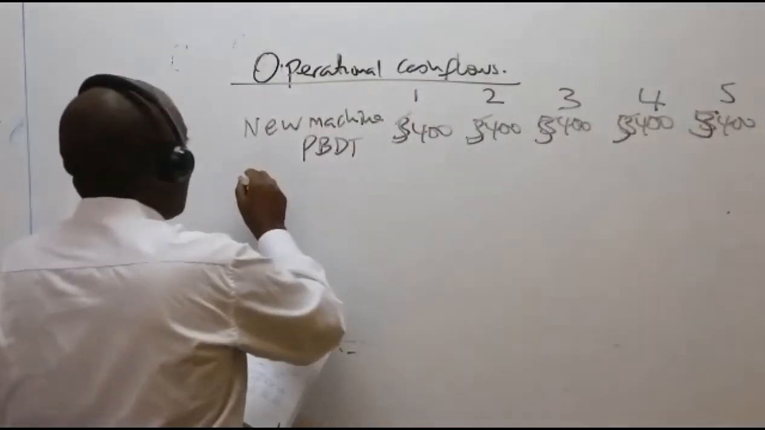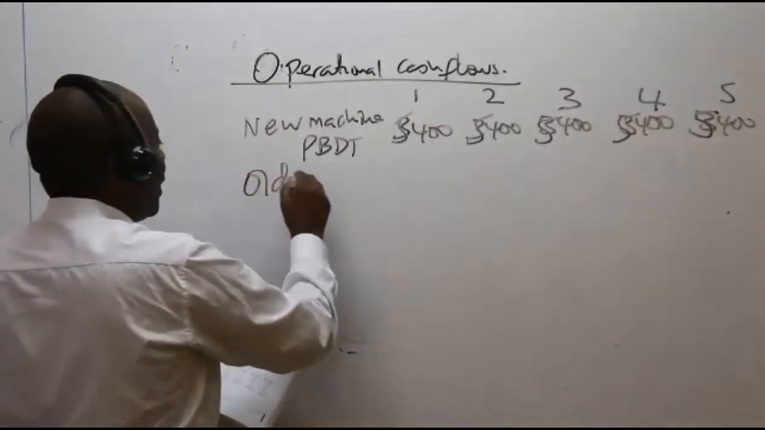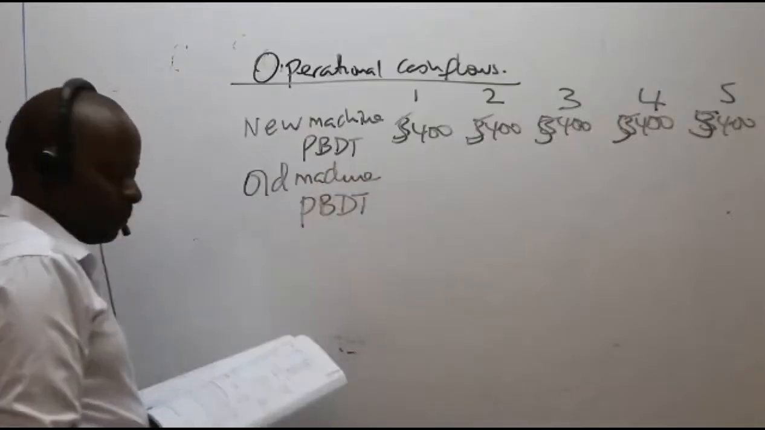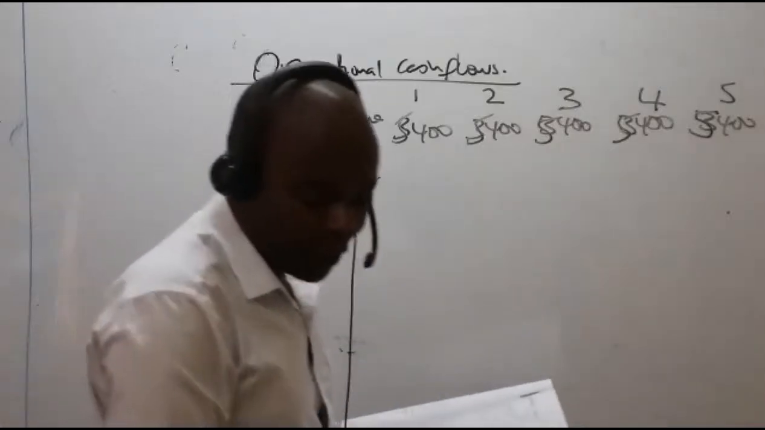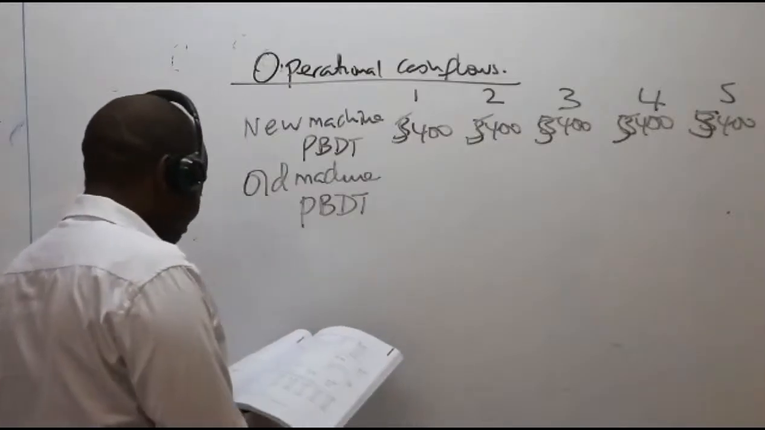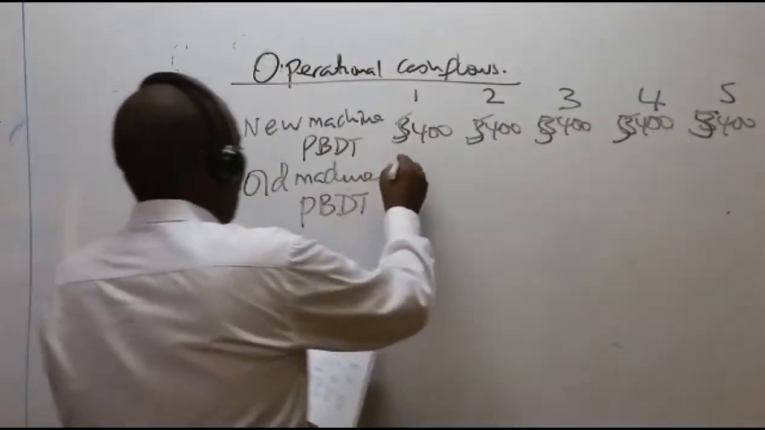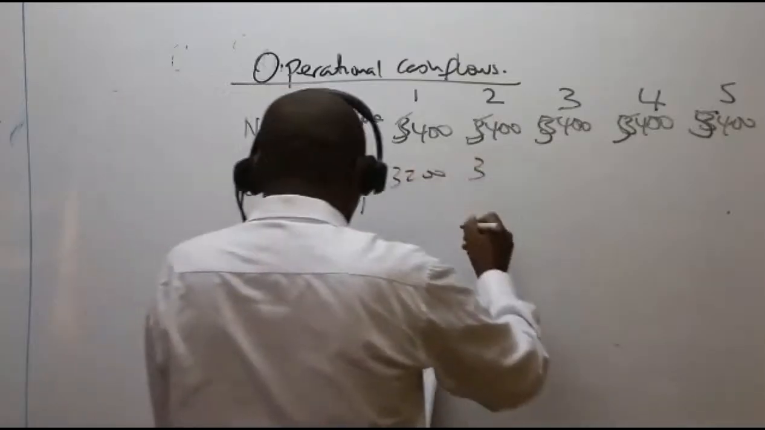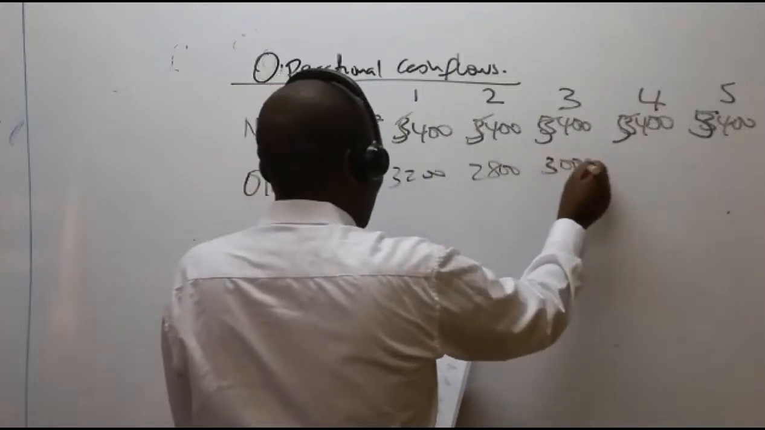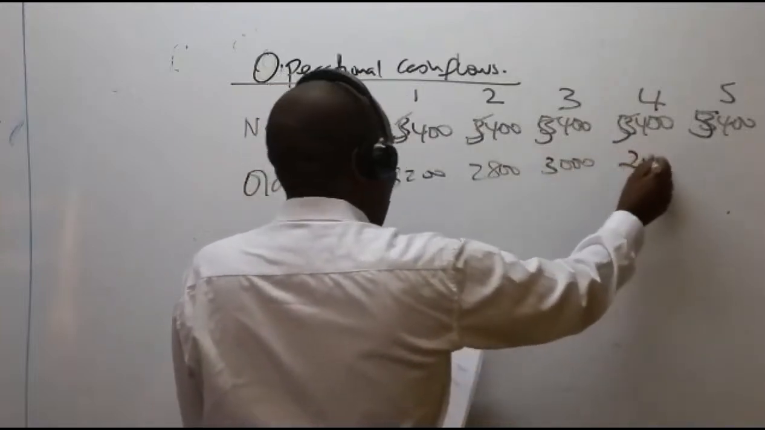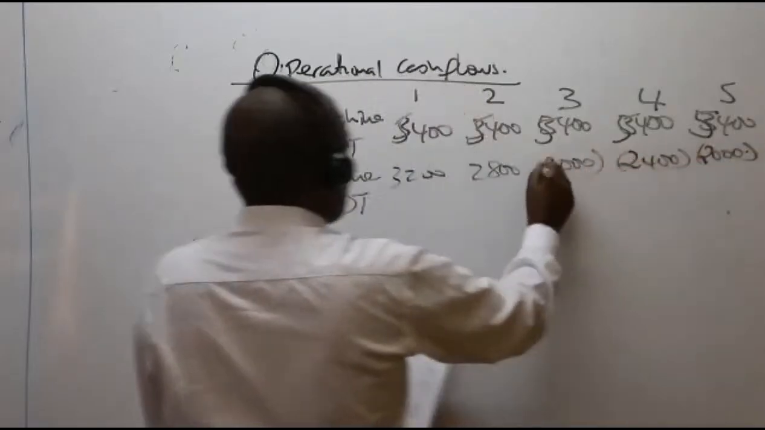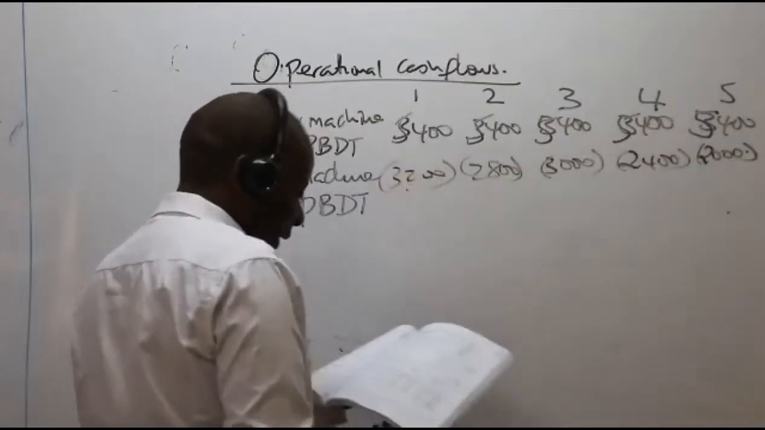So, ladies and gentlemen, come here and give us the old machine, profit before depreciation and tax. What figures do we have? So I can see them vividly. The first year, we have got 3,200. 2,800. The other one is 3,000. We have 2,400. We have 2,000. So please subtract for you to get that incremental PBDT.